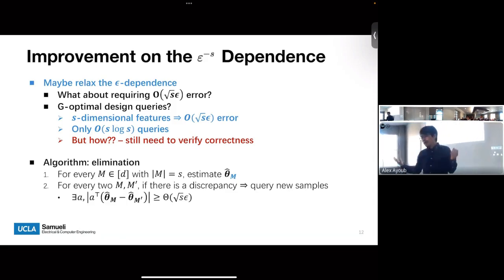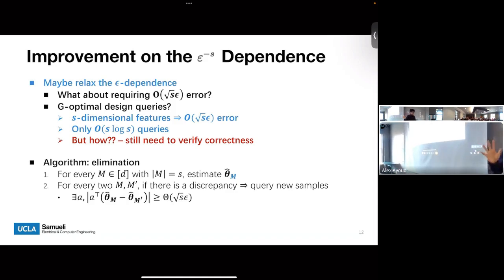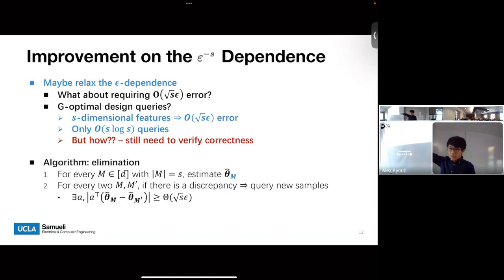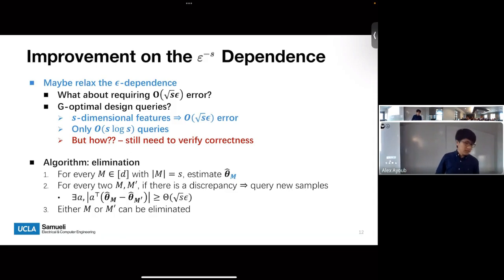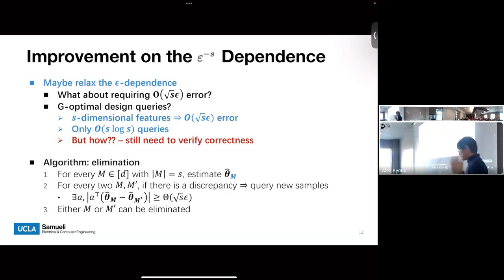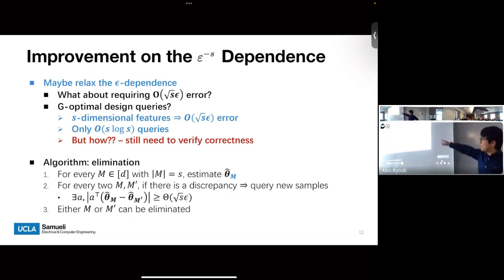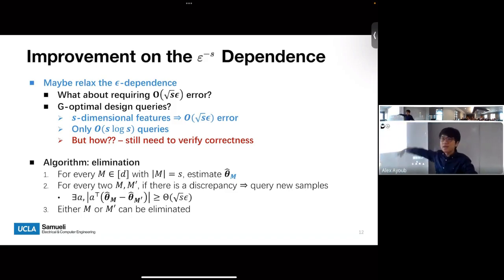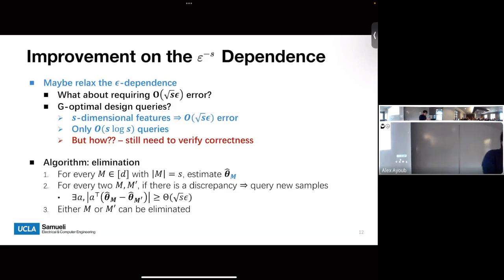And then if you find an action so that the prediction of these two sets are different, how different are they? It's square root S M epsilon, right? So then you see that there's a huge discrepancy. You just query this action, you can eliminate one of them. So query each action, one of these index sets is eliminated, but the total number of index sets is only D choose S. It has nothing to do with epsilon. This is some improvement about the epsilon dependence. It's still an elimination type argument.